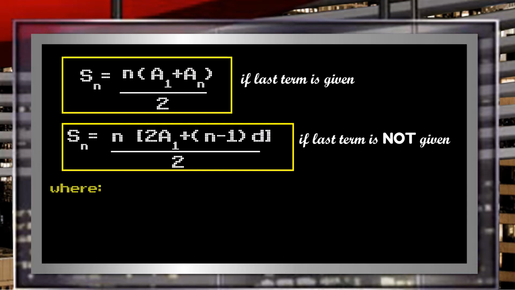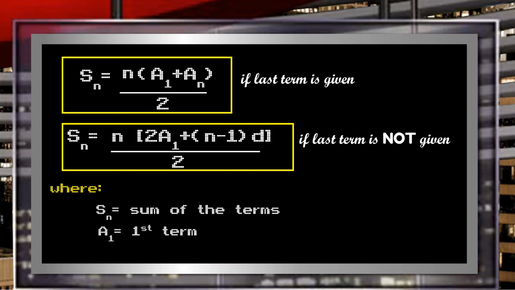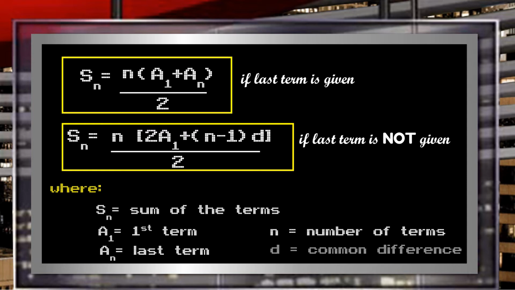And remember, S sub n is the sum of the terms. A sub 1 is the first term. A sub n is the last term. N is the number of terms. And d is the common difference.